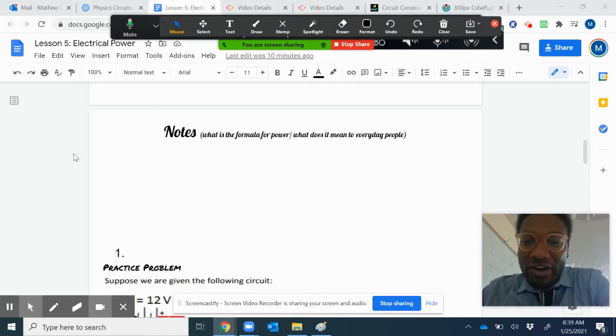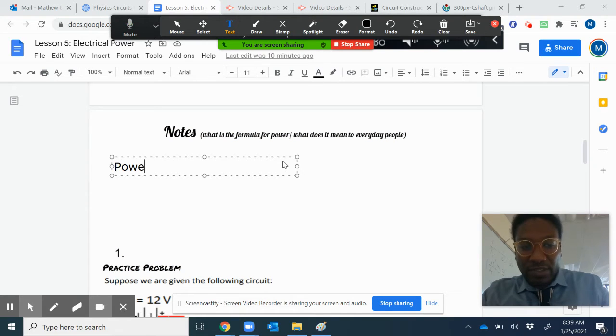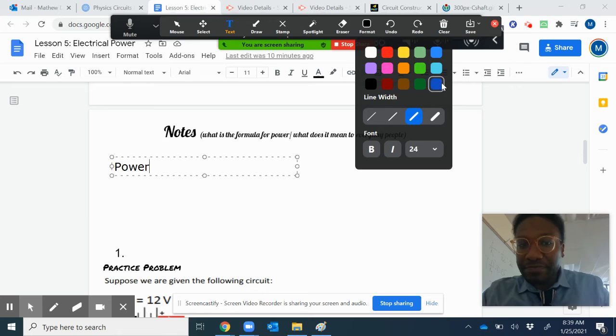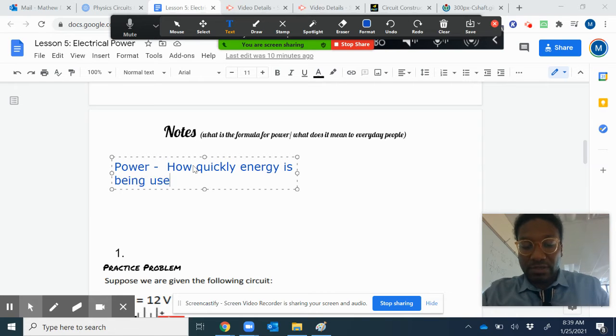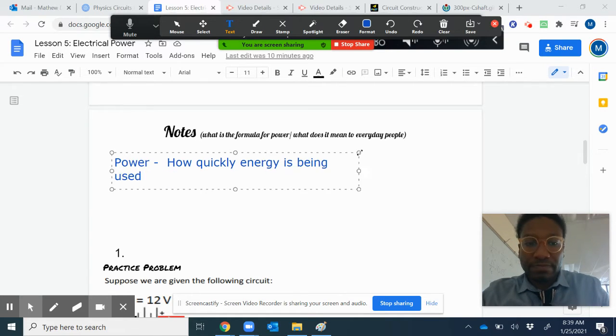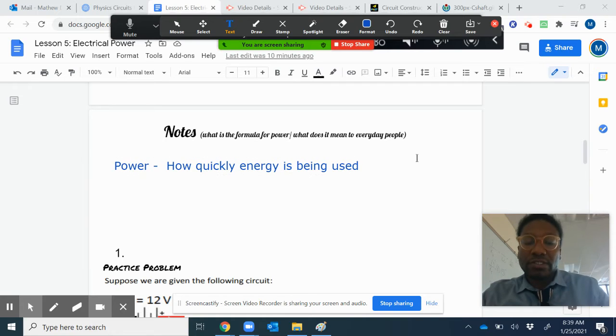Hey class, we're here in our notes section and we're ready to talk about power, specifically electrical power. So, if we're talking about power, let's give a definition. In general, in physics, power is a rate. It's how quickly energy is being used.